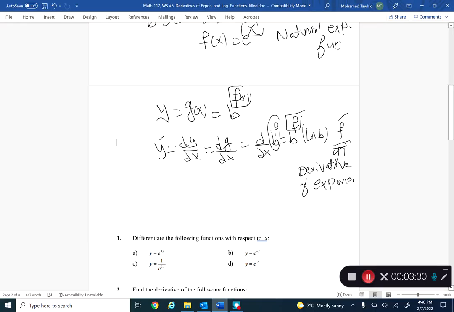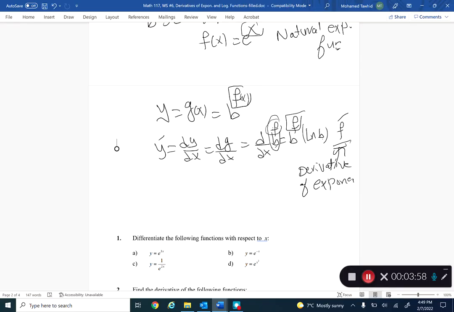So that is the exponential. If you have any exponential function, the derivative is b to the power f, exactly the same, multiplied by ln b, multiplied by f prime, the derivative of whatever is inside the bracket. Is this one an exponential? Yes. How do you know? Because b, a positive number, is raised to the power f of x.